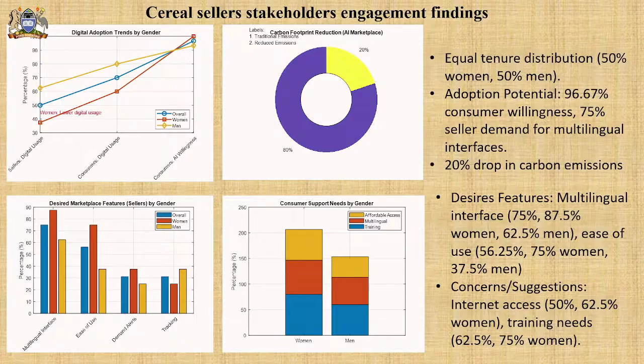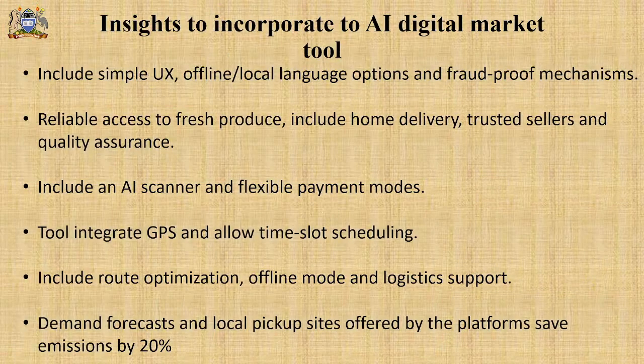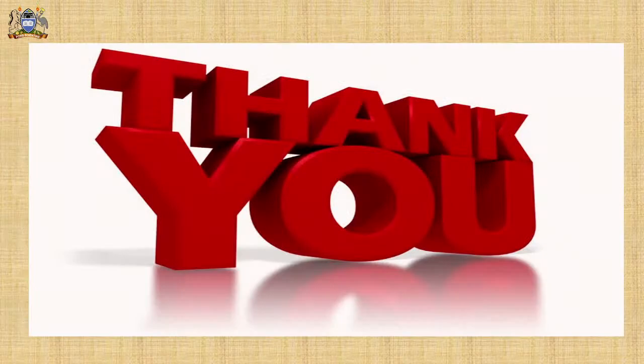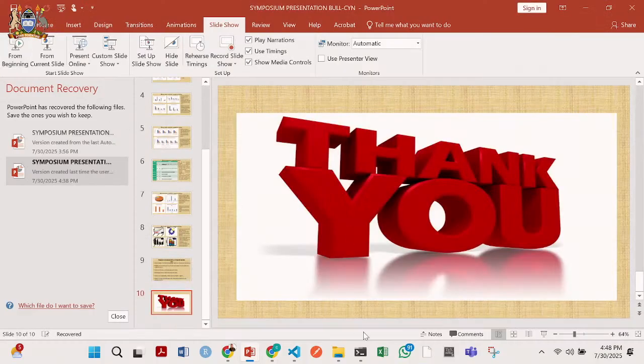Here are some of the features they recommended for our application: a multilingual interface, so we are considering Swahili as well as English. Then ease of use; we're making sure we use very easy interfaces so that they can navigate through the pages. Other insights include an AI scanner and integrating GPS. So I think you can share what we have developed so far, and I can go through that very briefly.